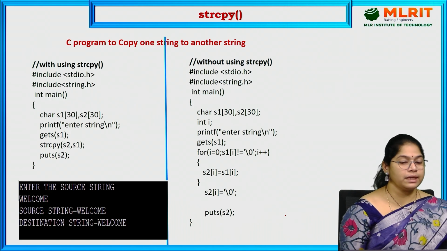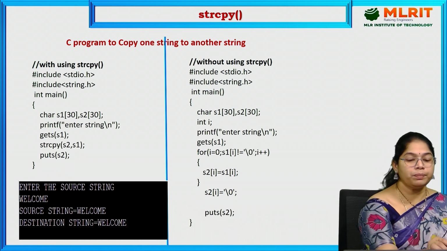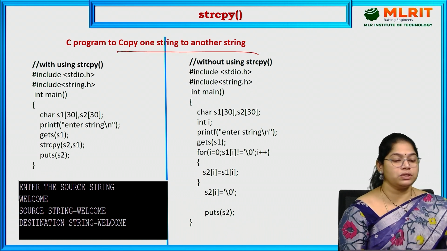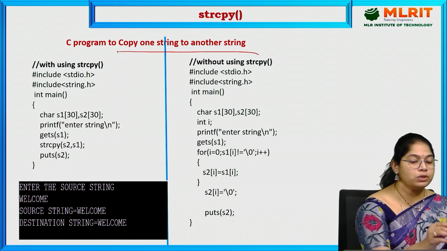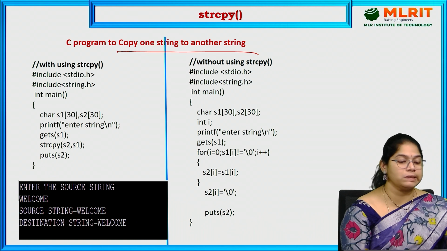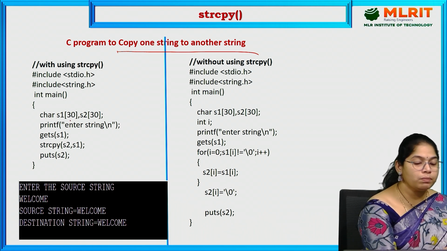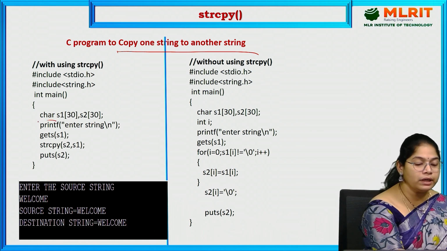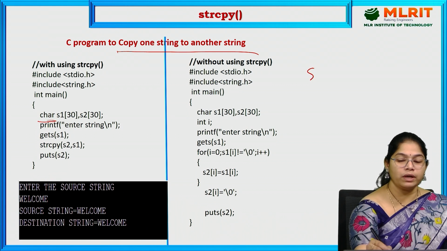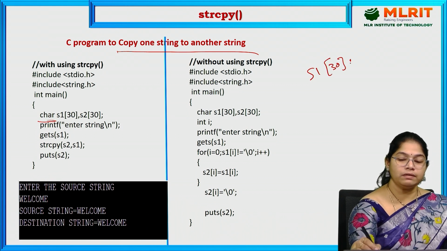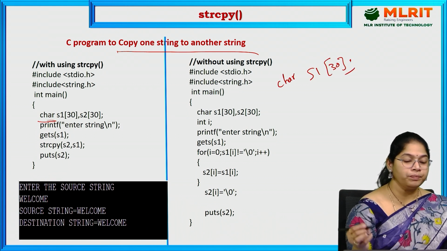We'll go with the example. Write a C program to copy one string to another string using strcpy. So here it takes two strings as the arguments. Both are of type character. So here I declared character type S1 of size 30. This can take up to 30 characters.